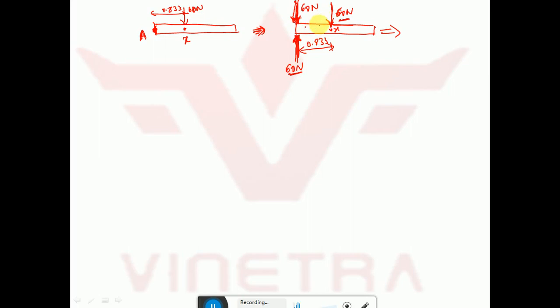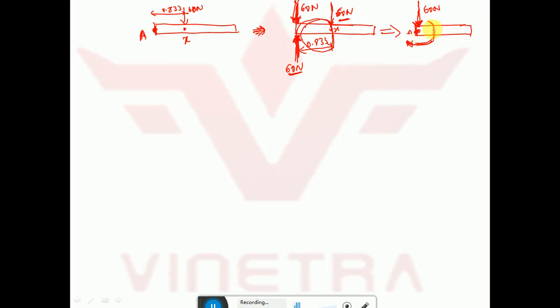So I can redraw this like this. A force of 60 Newton is acting in the downward direction, and I need to apply a couple. This force is acting downward and this force is acting upward. What happens? Because of this, a clockwise couple will form here. So I will draw a clockwise couple at point A. Everything that is done is at point A. So a clockwise couple is acting here.